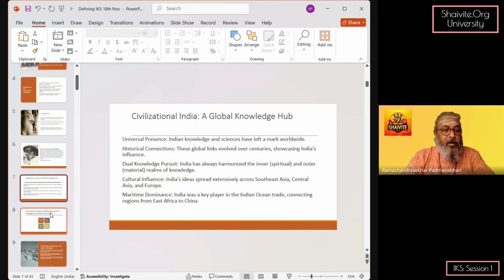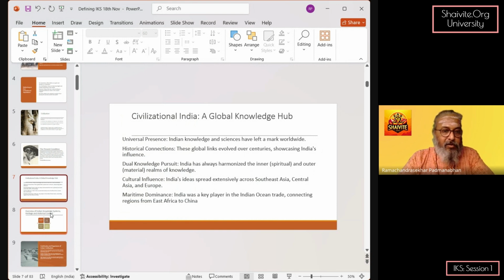We had historical connections with the globe. We all know. Most importantly, we were not only concerned with the materials, but we were equally concerned with the development of the person. So personality development and the material development were equally emphasized so that the person knows how to handle maturely the materials that he gets to possess.